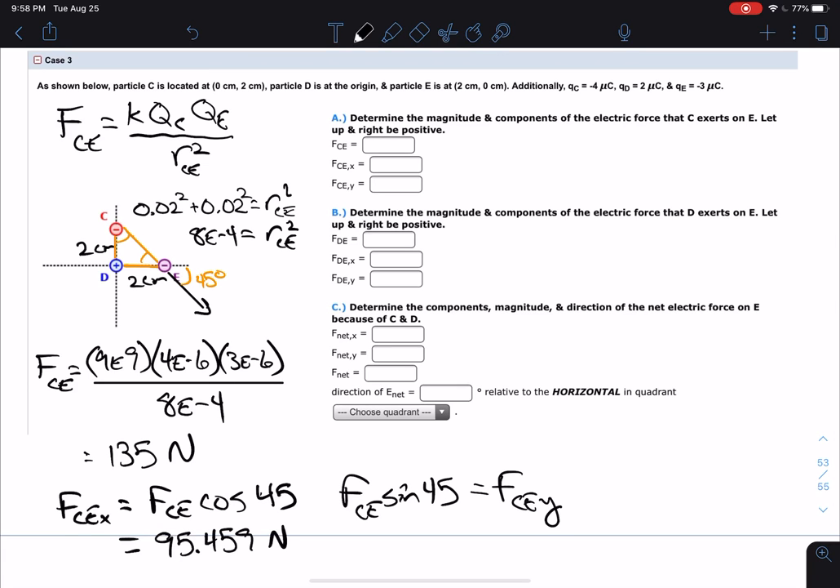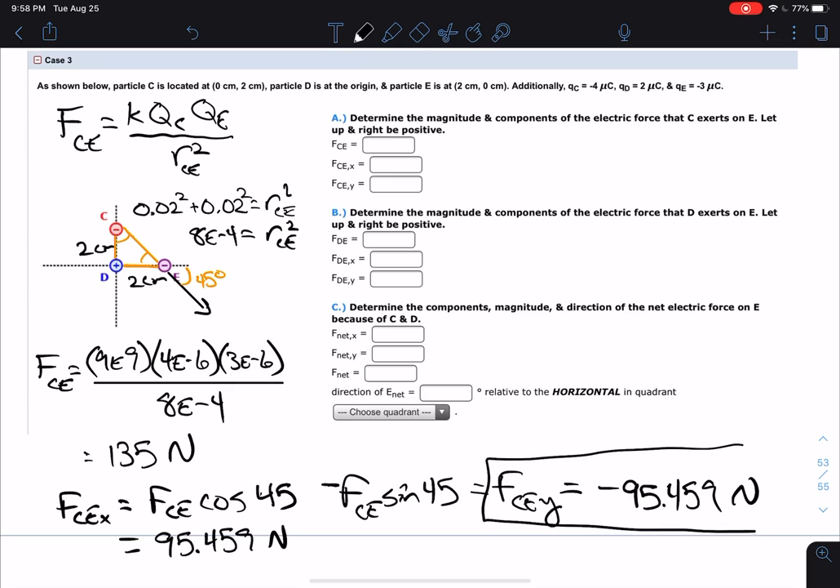And that's 95.459 newtons. And I should point out, I was a little hasty here, this vector is pointing down and to the right. It's pointing in the fourth quadrant, because down and to the right is the fourth quadrant. So that means negative y, so I should put a minus sign here. Okay. And so FCEY is going to end up equaling negative 95.459 newtons. So I've got my x and y components for FCE.